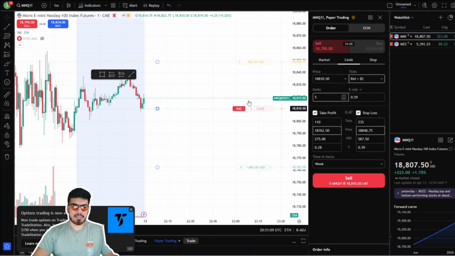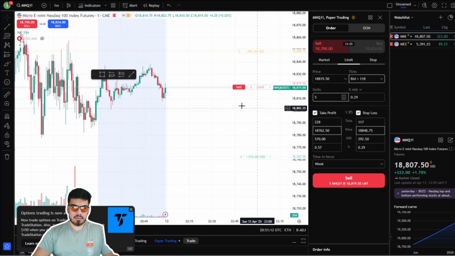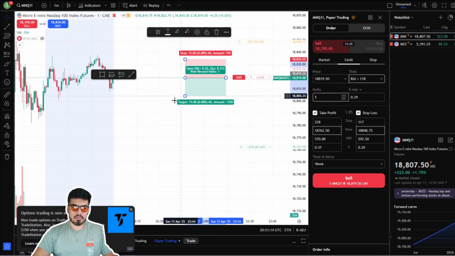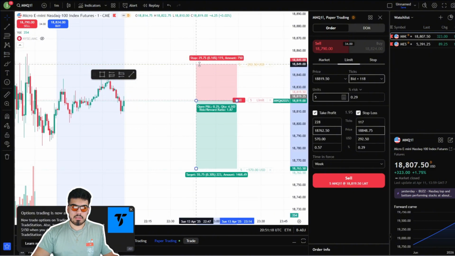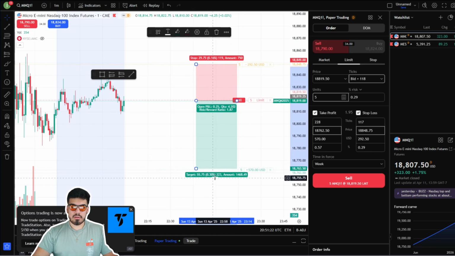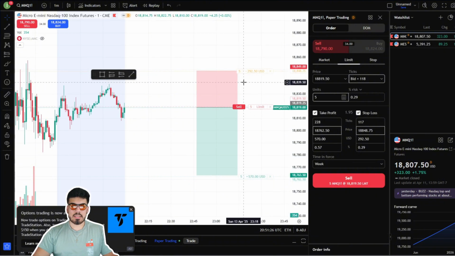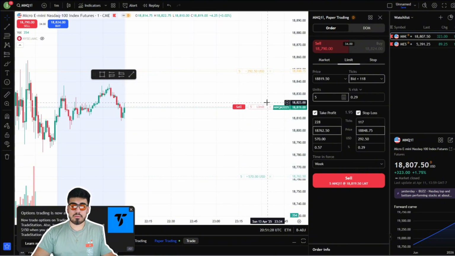It's a cakewalk. You get in short right there. Now you press the short button. You press the target. Boom, right there. So if it goes up, you're losing 29 points. If it goes down, you're making 55 points. You're getting $570. You're risking $292. Very simple. That's how you use it.